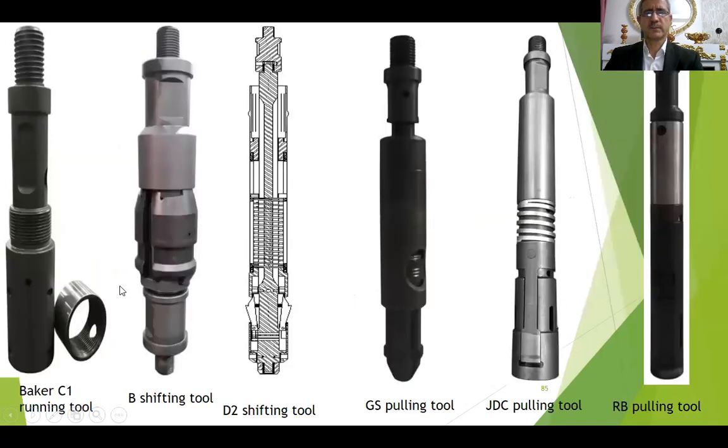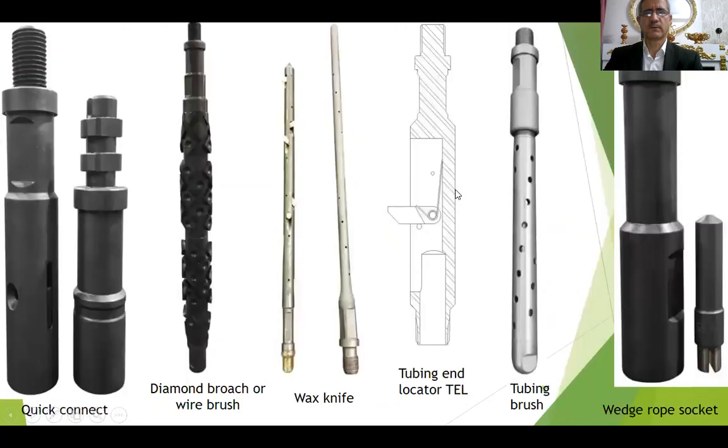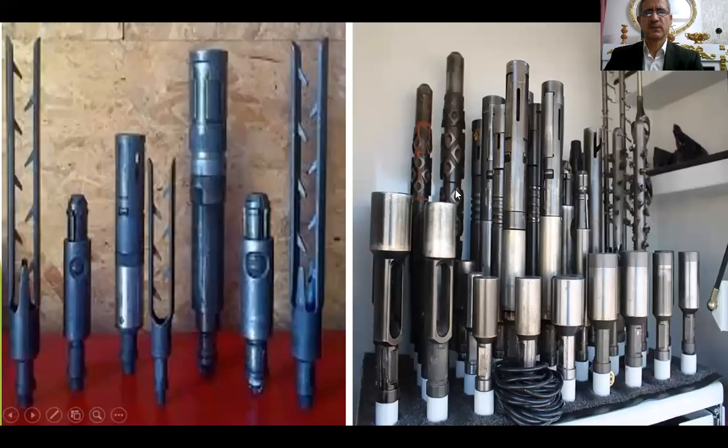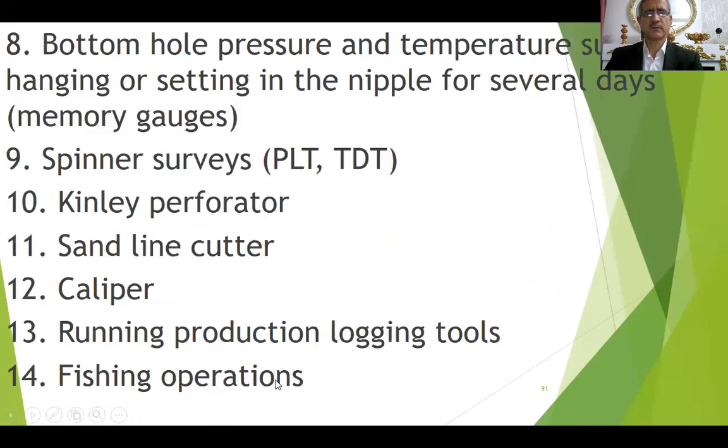These are the tools, plugs, the shifting tools that can be run. We can look at them one by one. Fishing tools. The most common applications for wireline: tag TD, gauge cutter, baling, shifting sleeves, setting and pulling plugs and chokes, setting and pulling gas lift valves, running tailpipes.